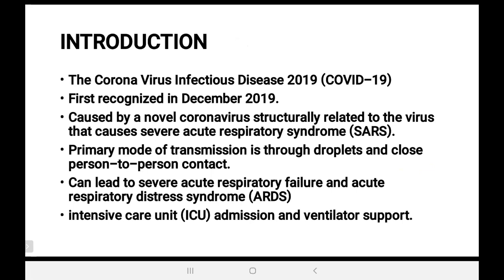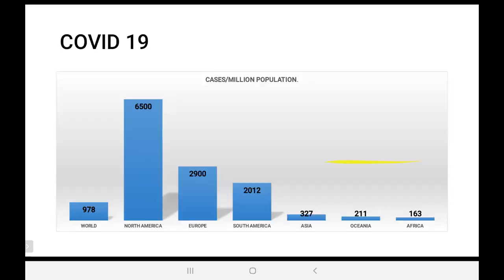Since we are many presenting, there'll be an element of repetition, but I hope the audience does not mind this in view of the seriousness that COVID-19 presents to the world. It was first described in December 2019 and caused by the novel coronavirus, which is structurally related to the virus that causes severe acute respiratory distress syndrome. The primary mode of transmission is through droplet and close person-to-person contact. It can lead to severe acute respiratory failure and acute respiratory distress syndrome. So intensive care unit admission and ventilator support is important in the very sick patients who present to hospitals.